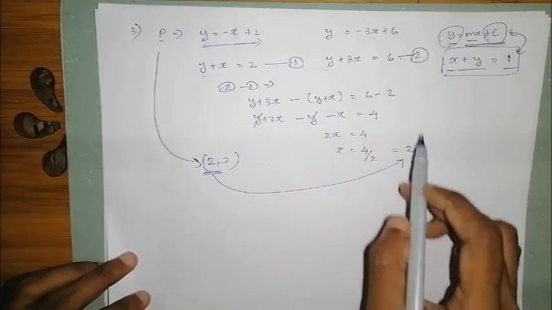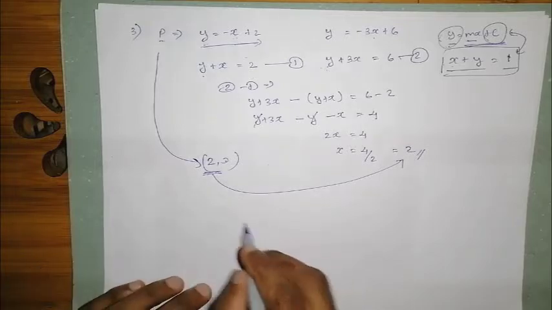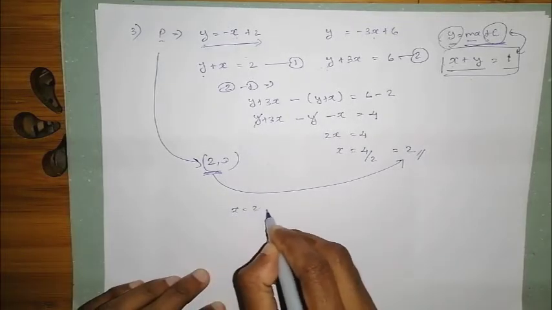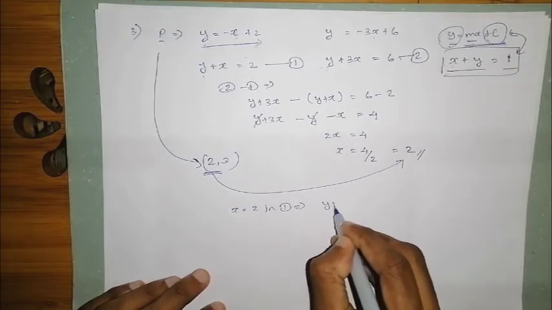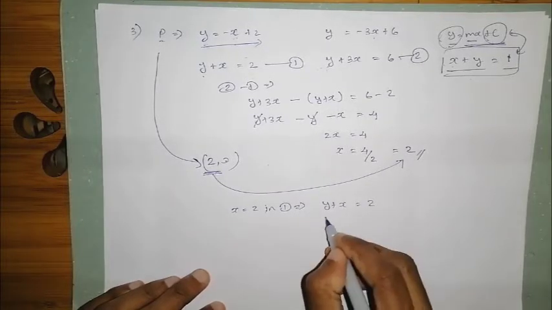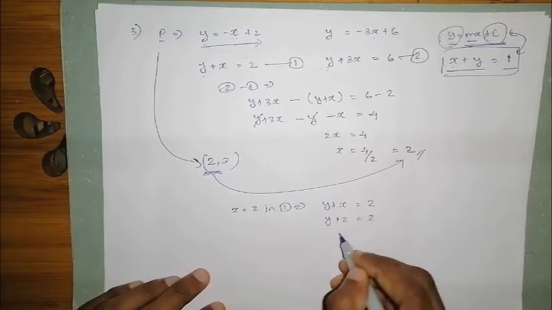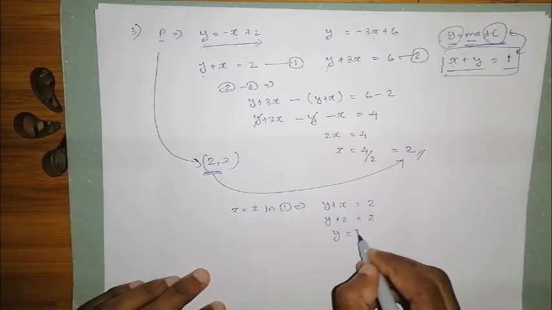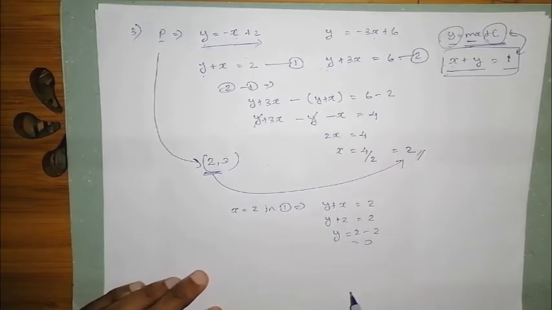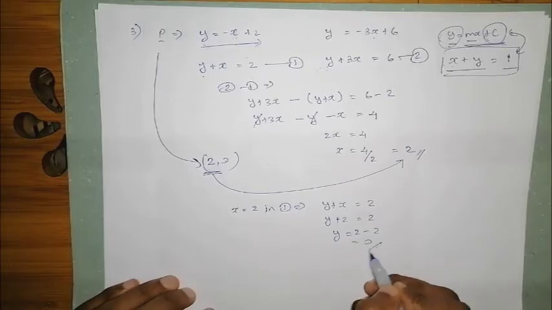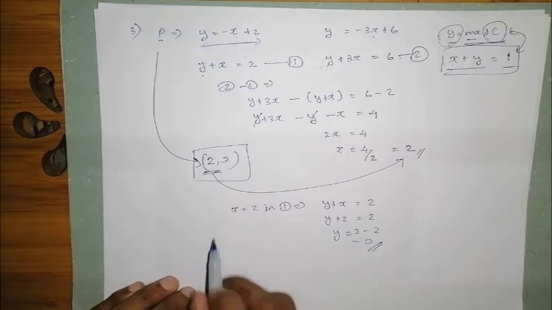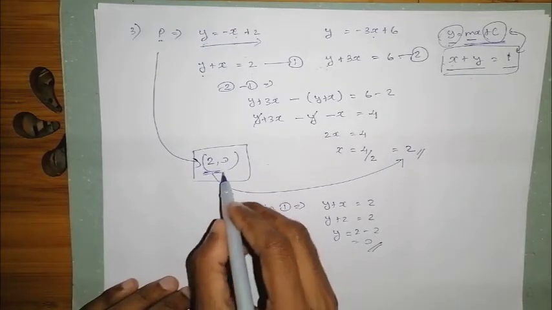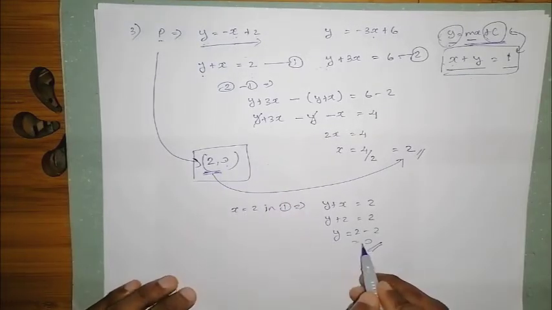So what about y? We have x, so we are going to substitute it. Substitute x equals 2 in the first equation. So y plus x equals 2, y plus 2 is equal to 2. So y equals 2 minus 2, which is 0. If we check the y coordinate, earlier we selected P as (2, 0). The y is 0 here.